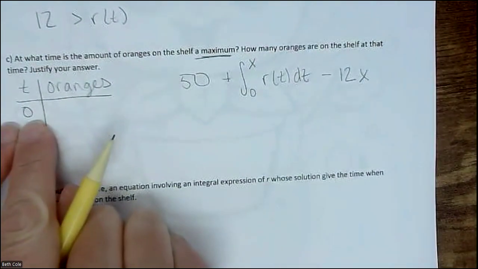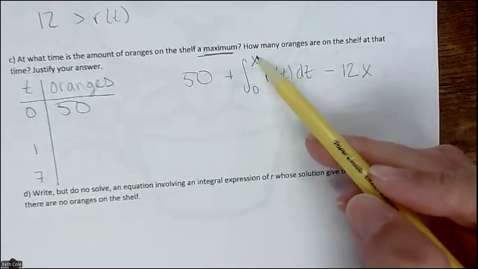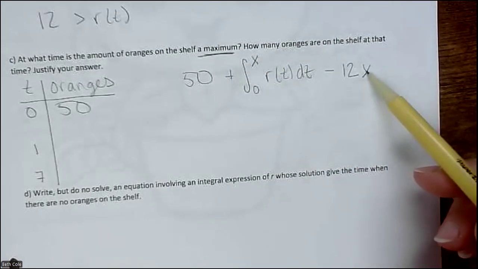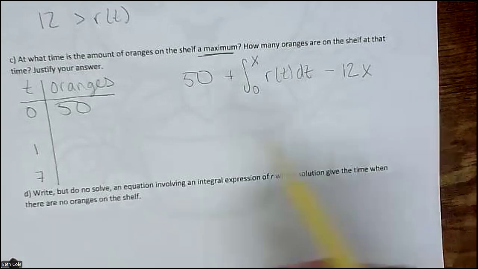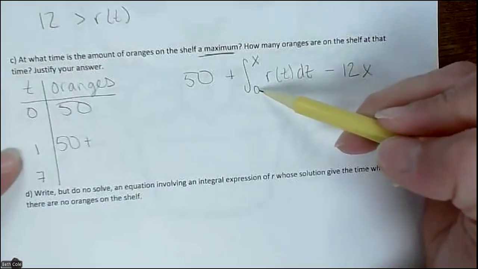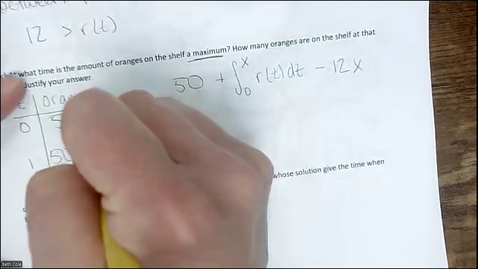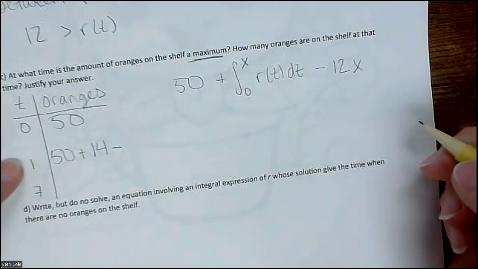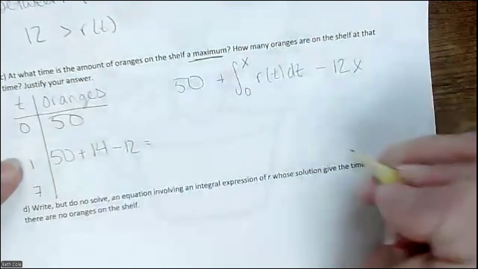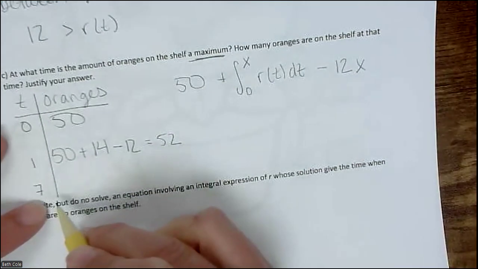All right, at time 0, there are 50. I'm not even going to bother walking you through plugging in 0. That's just your initial condition. You started with 50. But if you plugged in 0, do you see how it's the integral from 0 to 0? Precisely nothing, and then this is also 0. All right, so now let's do 1. It's going to be 50 plus, we want to integrate from 0 to 1. Look up at your graph. We found it. It was how much? 14, minus how many got taken? 12. Good job. So that would be 52, because only 1 hour went by, from 0 to 1.